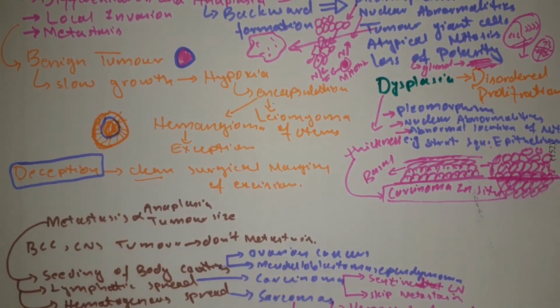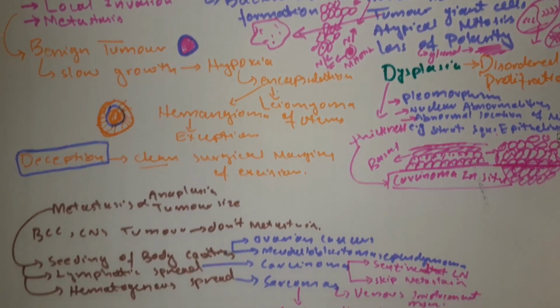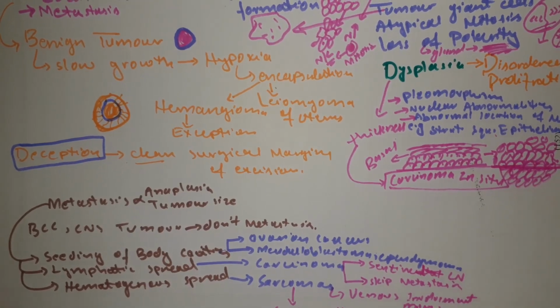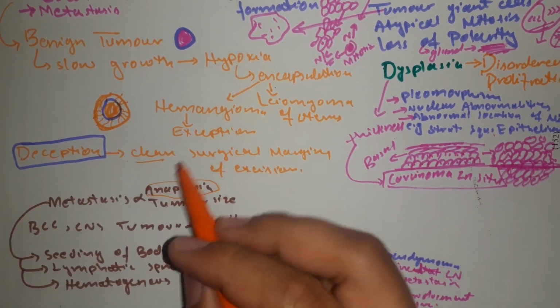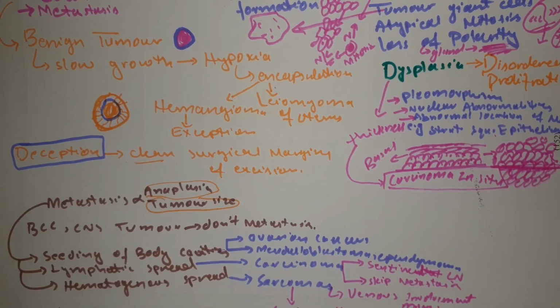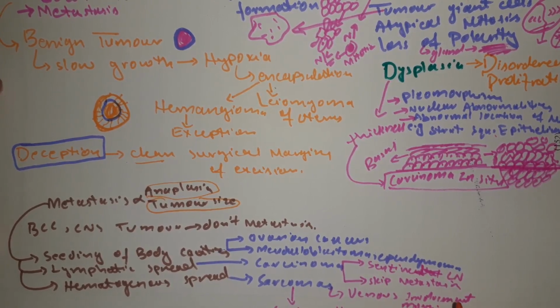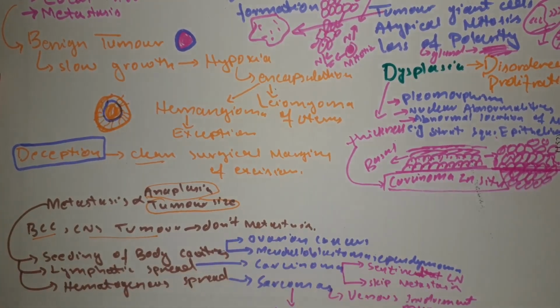Benign tumors don't show metastasis, and the potential of a tumor to metastasize is directly proportional to its degree of anaplasia and tumor size. Greater degree of anaplasia, greater metastatic potential. Greater tumor size, greater metastatic potential. Okay, and some malignant tumors, however, don't show metastasis. However, they spread locally. For example, basal cell carcinoma of skin, CNS tumors. It is locally destructive, locally expands and destroys local tissue, but doesn't show metastasis.